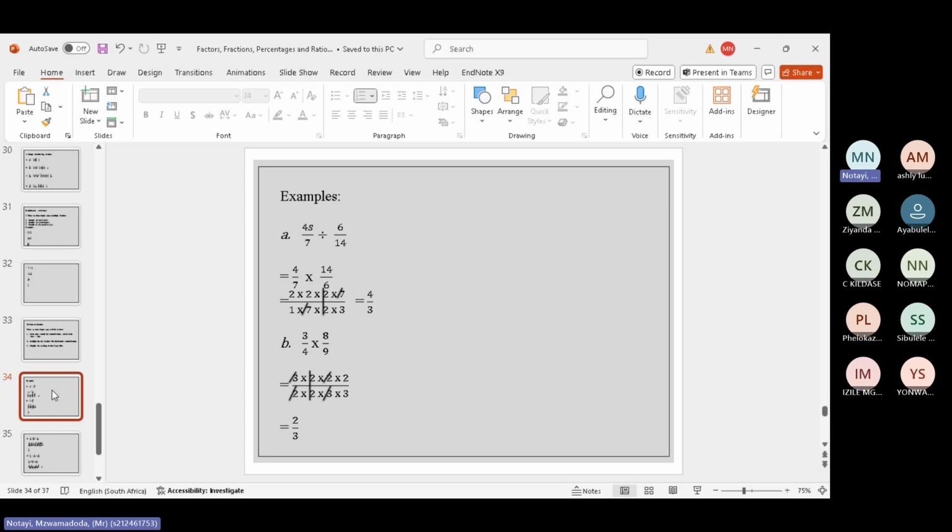Okay, we have 4 divided by 7 divided by 7 over 14. So the rule says we invert, or we turn around the second fraction, and then we change the division to a multiplication. So we have 4 over 7. We change the second fraction, 7 over 14, into 14 over 7. So it's going to change into 14 over 7, and then we change the division into multiplication. So we have 4 divided by 7 multiplied by 14 over 7. And then now we multiply.